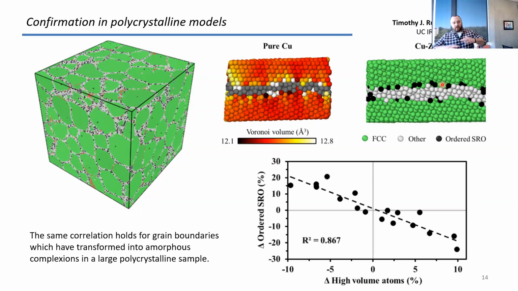And we can pick out all the boundaries that transition to amorphous complexions. What do we see? The exact same trend. So it has that same inverse correlation. These are totally different boundaries, okay? And they're not high symmetry or anything like that. They're totally random orientations.